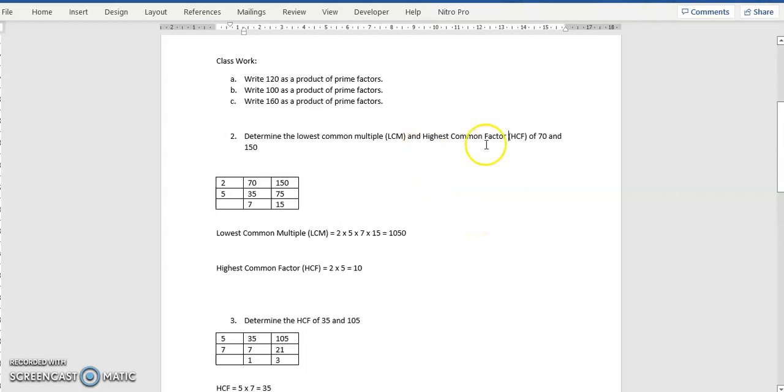Now, you write your 70 here and 150 at this side. Then you ask yourself, what number can divide 70 and 150 without a remainder? Okay. So, how do we do that? Let's get back to our calculator.